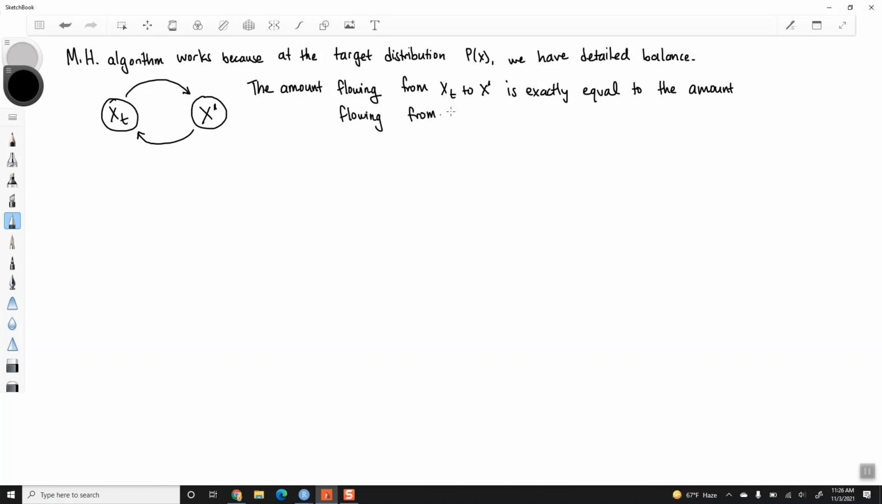So the amount flowing from xt to x prime is exactly equal to the amount flowing from x prime to xt, okay? And this will be true for any two states, if all states follow the target distribution, P of X.